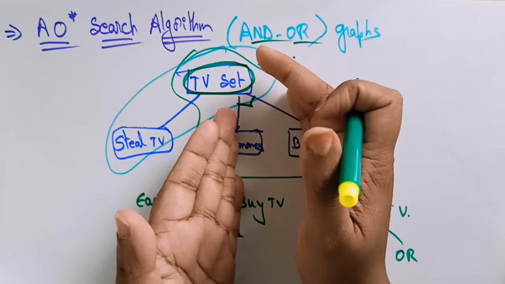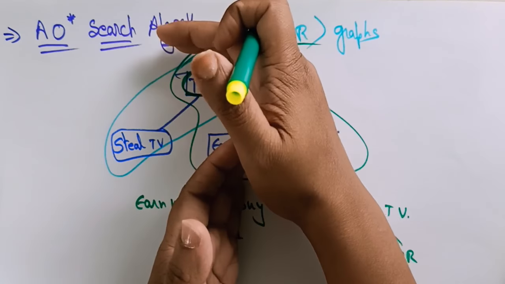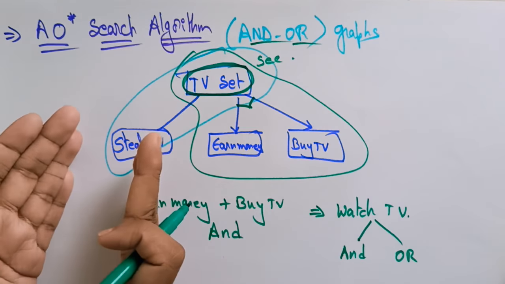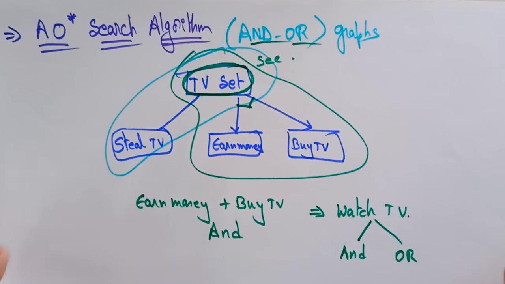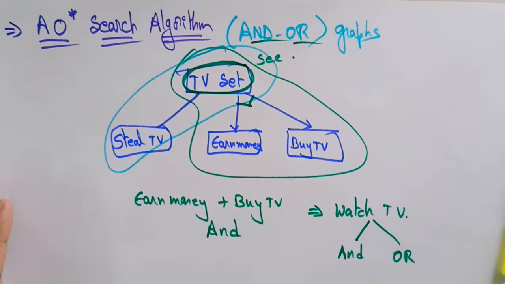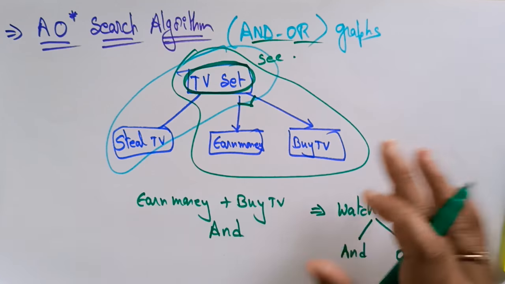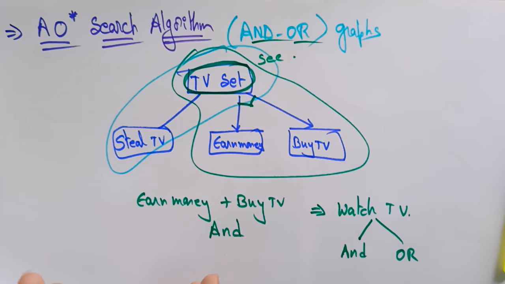These two have to be ANDed, then only you can watch the TV. And this is an OR: only by stealing the TV you can watch the TV. So this is a simple example. Whenever you talk about the AND OR graph, this example will obviously come to your mind.